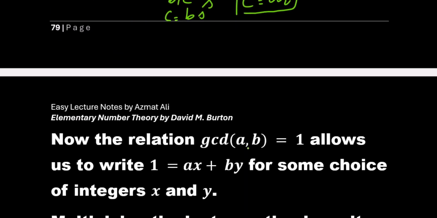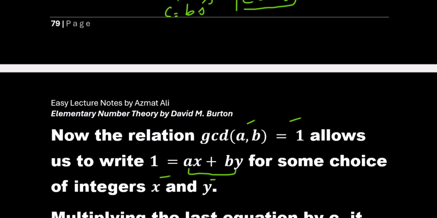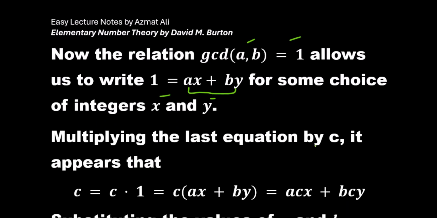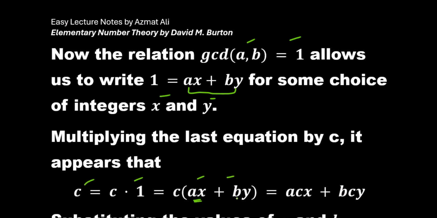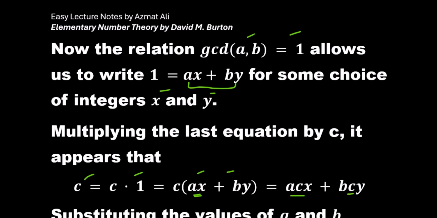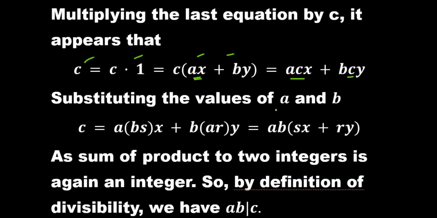Now using the relation GCD of a and b is equal to 1, so 1 can be written as the linear combination of a and b for some choices of integers x and y. Multiply the last equation by c. We have c is equal to c into 1, c is equal to c times ax plus by. Multiply c with the numbers inside the brackets. We have acx plus bcy. Substituting the values of a and b. What is the value of a and b?